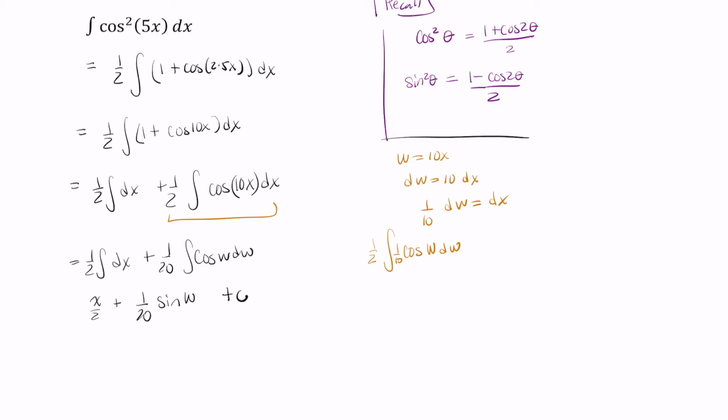So of course I have a mix of x's and w's, which is not good. So let's go ahead and replace this w here with our original 10x, and that means we end up with x over 2 plus sine of 10x over 20 plus a constant c. You can also write this further as 10x plus sine 10x over 20 plus c.